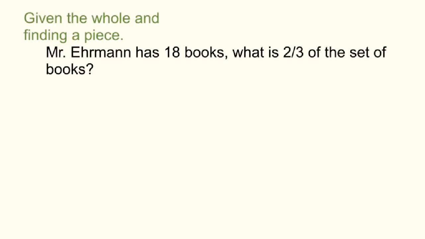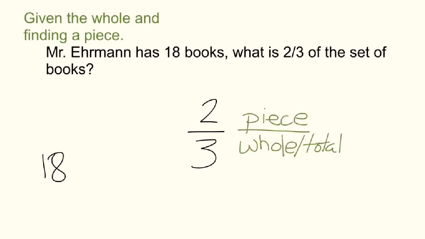In this problem, Mr. Ehrmann had 18 books, and what is 2/3 of the set of books that we saw earlier? We were given information about the entire set, the whole 18 books, and trying to find a piece of that set, 2/3. So we're going to take our number given, 18, and look at 2/3. We're going to keep in mind that the 2 represents the piece of the set that we're trying to find out, and the 3 represents the whole or total amount of the set.